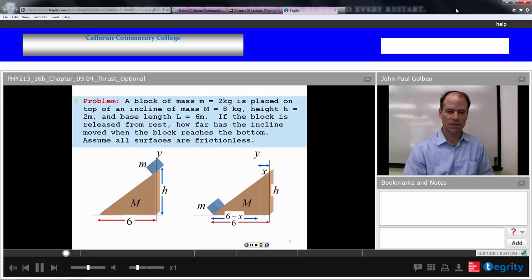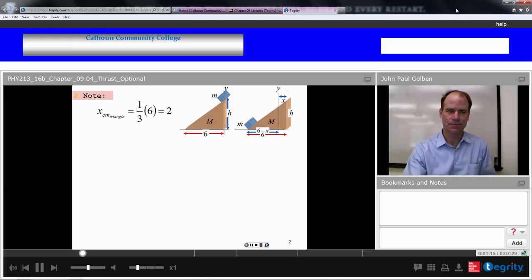One thing, though, is the only force acting on the system is gravity, which is pulling straight down. So there's no impetus for the center of mass to move in the horizontal direction. So the center of mass of the system should stay put. We'll note that the center of mass of the triangle, the big M, is 1/3 of its height up, but in the x direction it would be 1/3 of 6, which would be 2 meters off to the left.